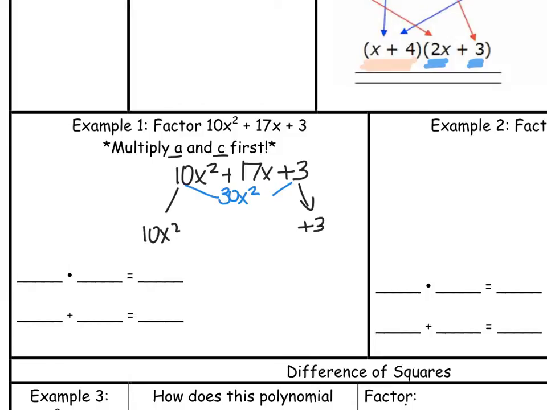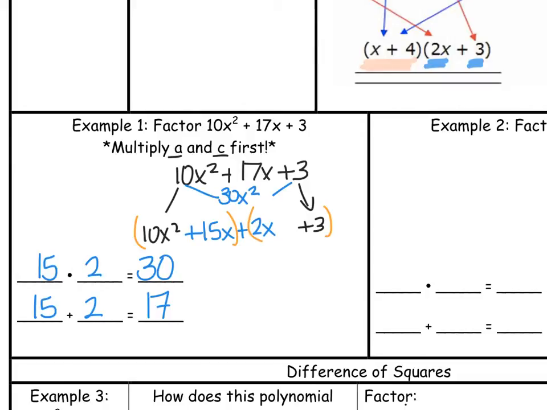So I need factor pairs of 30 that are going to add up to 17. And the factor pairs of 30 that add up to 17 are 15 and 2. So this is going to leave me with 15x plus 2x. Now I can group these two and I can group these two. And now I need to find the GCF of 10x squared plus 15x.